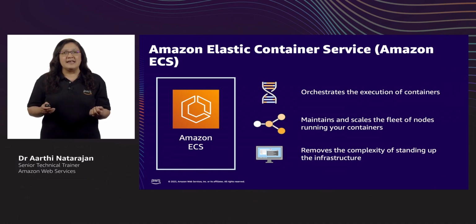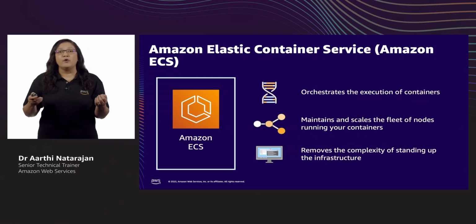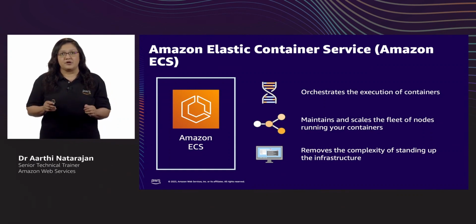Amazon's Elastic Container Service, or ECS, is perfect for orchestrating the execution of your containers. This can be done on EC2, or even have ECS manage the infrastructure deployment for you. It maintains and scales the fleet of EC2 instances that run your containers and removes the complexity of standing up the distributed infrastructure. Typically, this is a complex activity because it requires determining where you might place those containers using a placement engine.